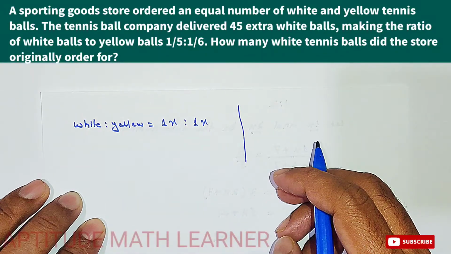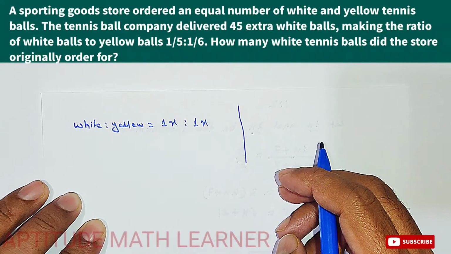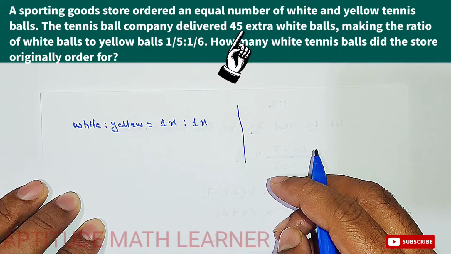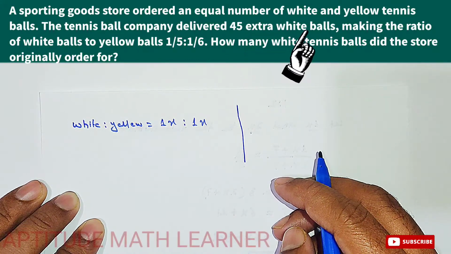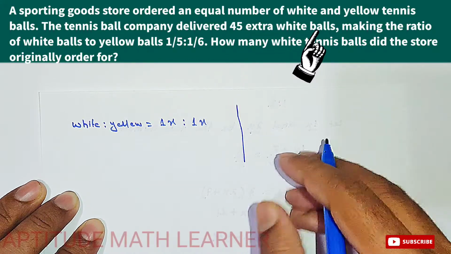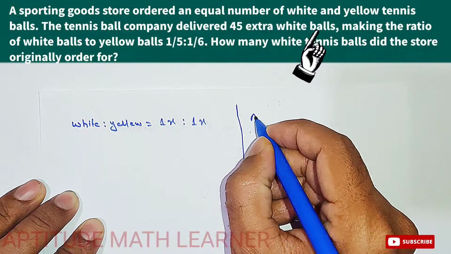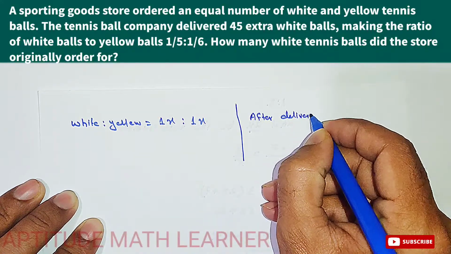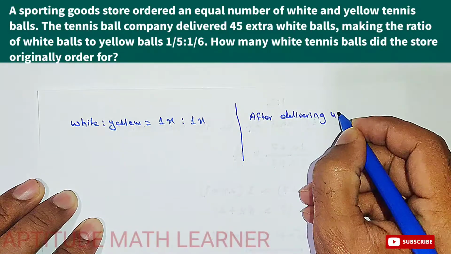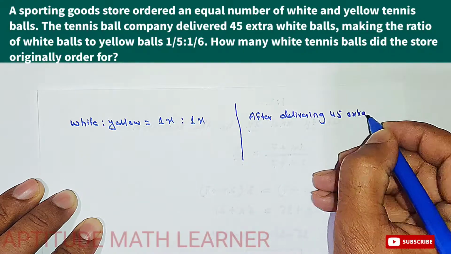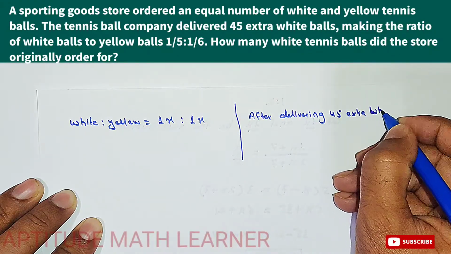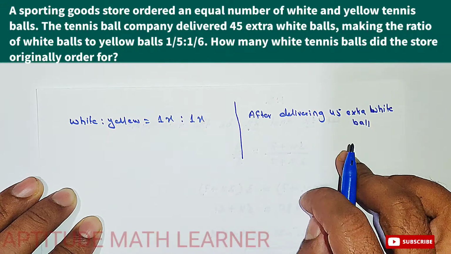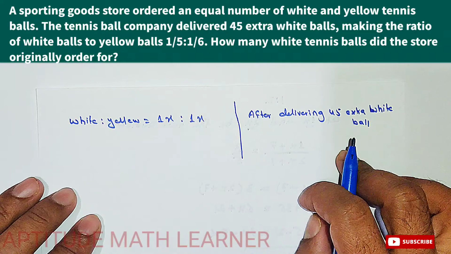But according to the given condition, the company delivered 45 extra white balls and made the ratio 1/5 to 1/6. So here we take the ratio after delivering 45 extra white balls. I hope you have understood it till here.